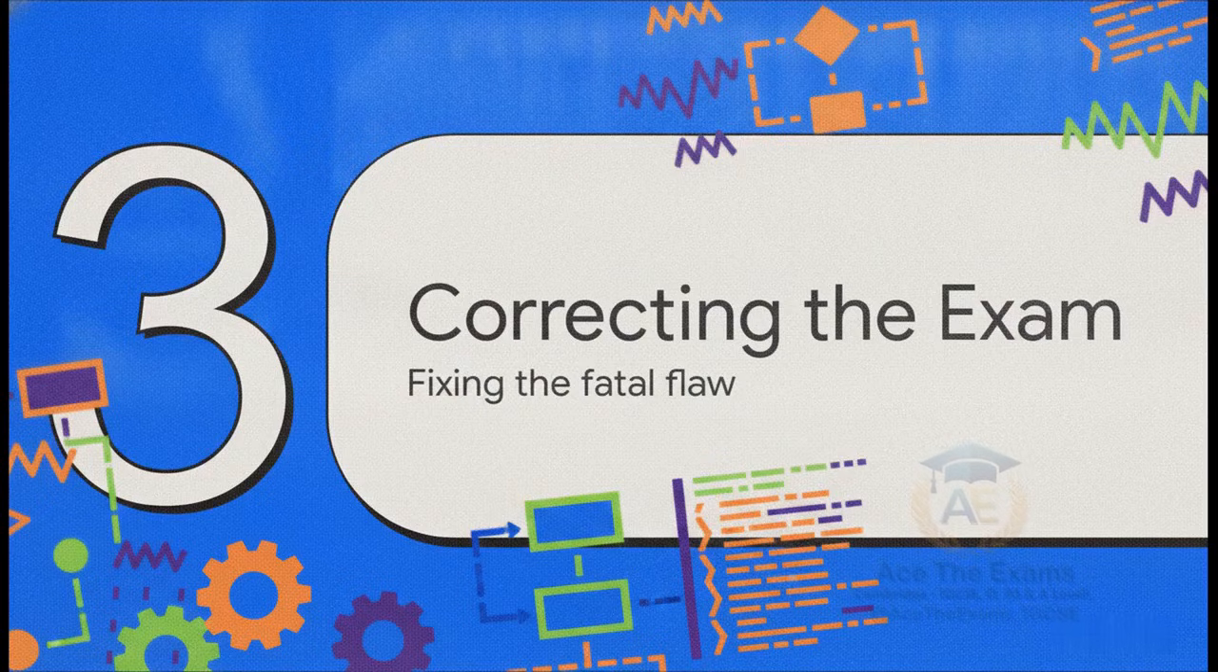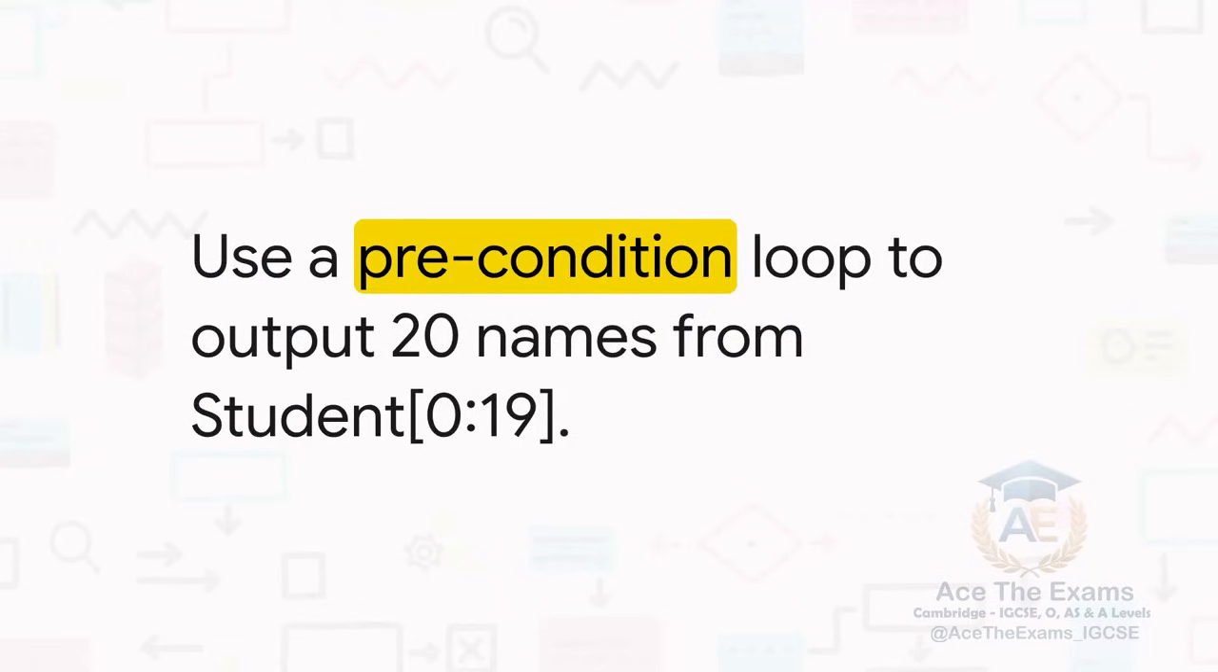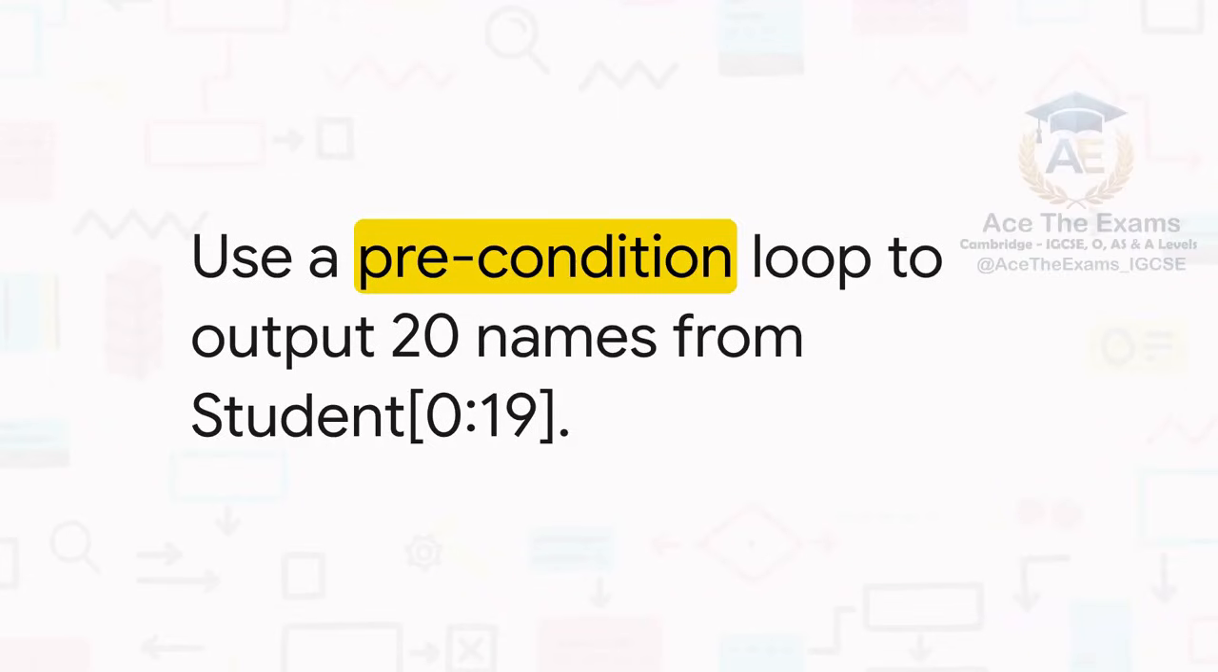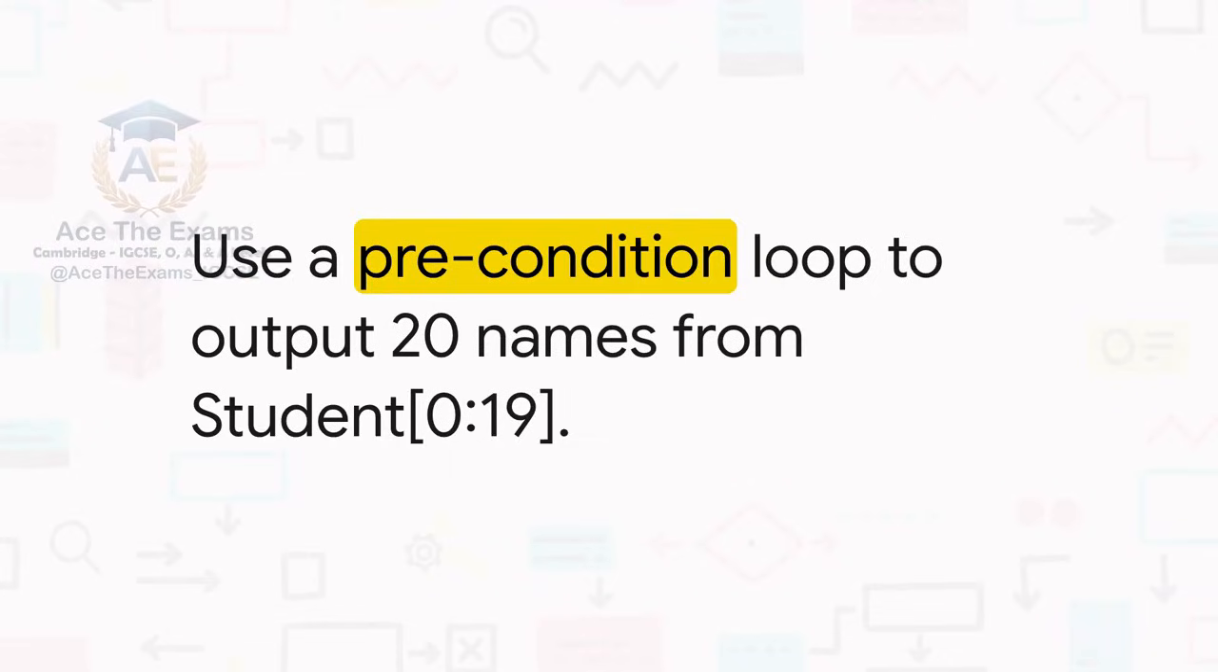All right, Section 3. Correcting the exam answer. Fixing the fatal flaw. Okay, here is the resolution to that cliffhanger from earlier. To safely output exactly 20 names from the array student 0 to 19, our corrected logic uses a precondition loop. Why? Well, because we initialize our counter at 0.